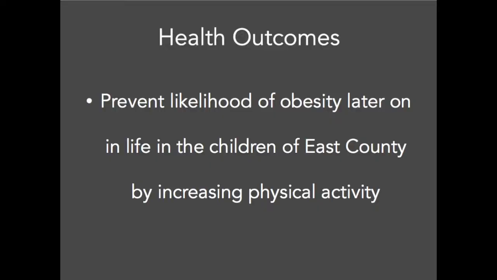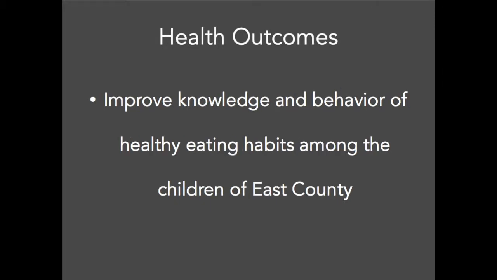And what about the health outcomes? So for our health outcomes, we have specified two outcomes on our program. They are to prevent the likelihood of obesity later on in life in the children of East County by increasing physical activity, and also to improve the knowledge and behavior of healthy eating habits among children. So how did you evaluate the effectiveness of your program? Like, what kind of evaluation model did you use?